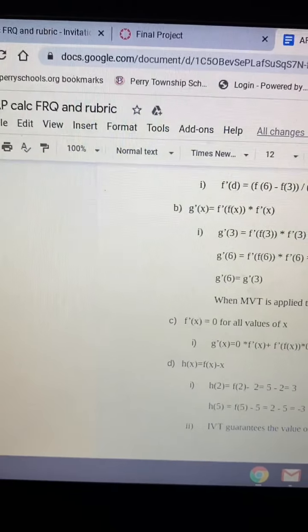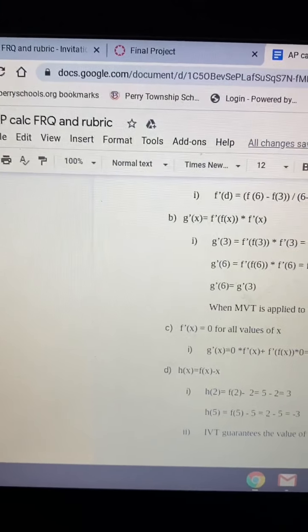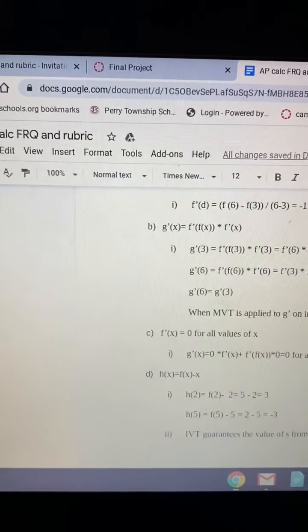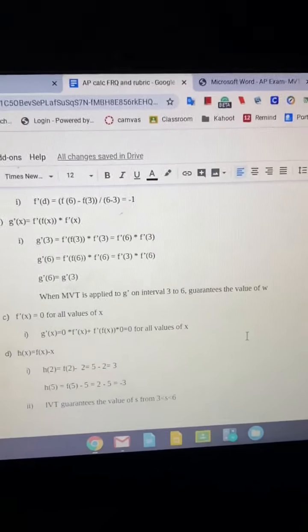When the mean value theorem is applied to g prime on the interval 3 to 6, it guarantees the value of w. Alright, this will be the explanation of Gabe and Evans' mean value theorem AP problem. I'll be explaining the solutions to parts C and D and the rubric.